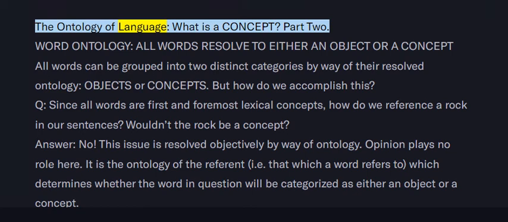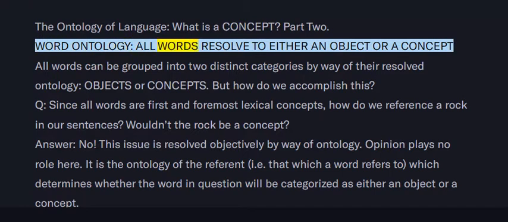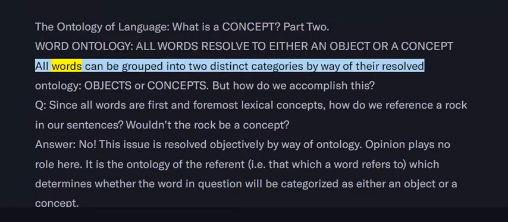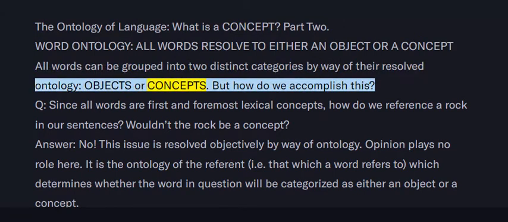Ontology of language. What is a concept? Part 2. Word ontology. All words resolve to either an object or a concept. All words can be grouped into two distinct categories by way of their resolved ontology, objects or concepts. But how do we accomplish this?